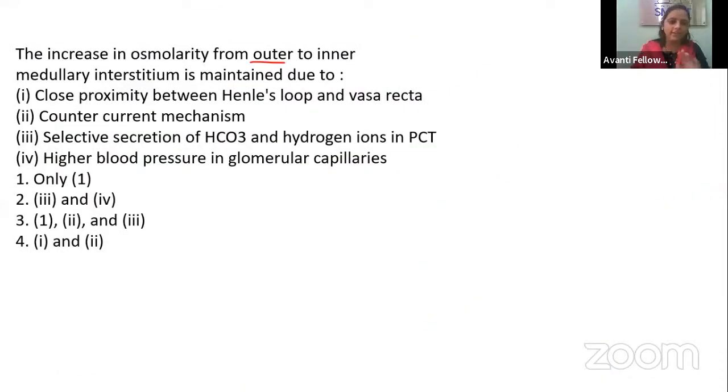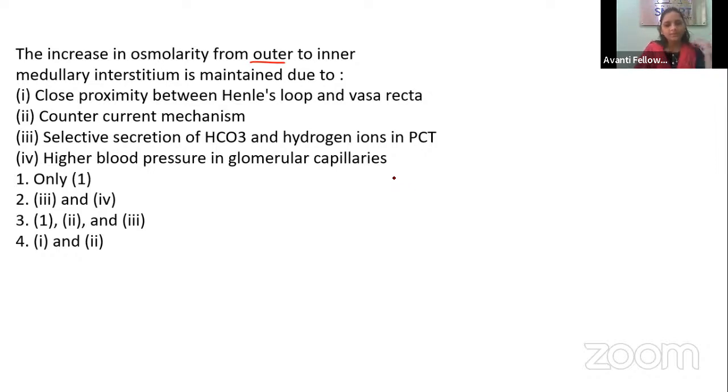Fine, students. Let us go to the second question. We have discussed it just now. The question is: the increase in the osmolarity of the outer to the inner medullary interstitium is maintained due to. Statement 1: a close proximity between the Henle's loop and the vasa recta. Statement 2: counter current mechanism. Statement 3: selective secretion of bicarbonate and the hydrogen ion in the PCT. And statement 4: high blood pressure in the glomerular capillaries. Here you have to select which one is the correct statement.